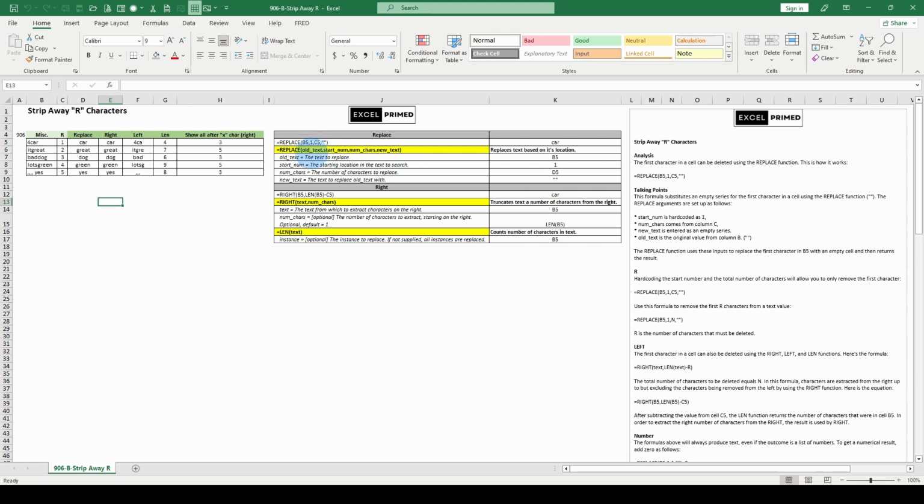Replace. There's actually a replace function. What does it do? It replaces text based on its location. And then we have the right function. Well, we know about right. We know about len. Let's look at replace.